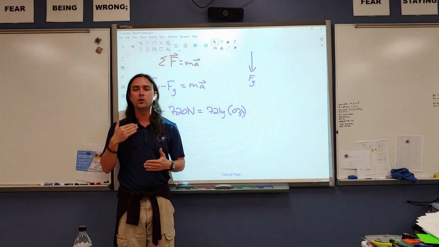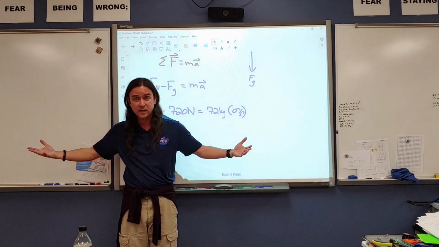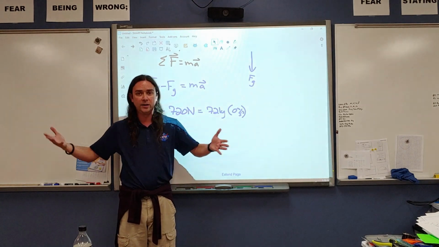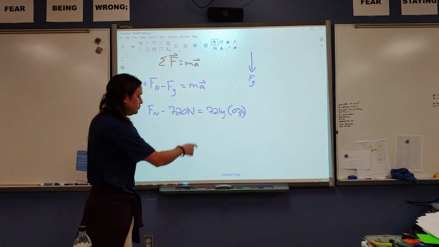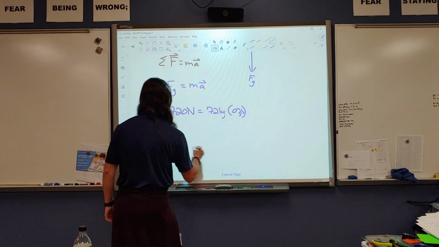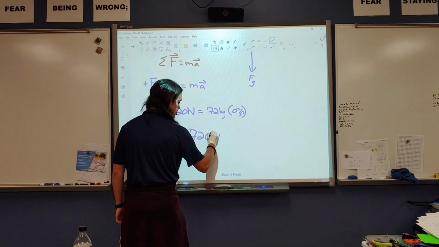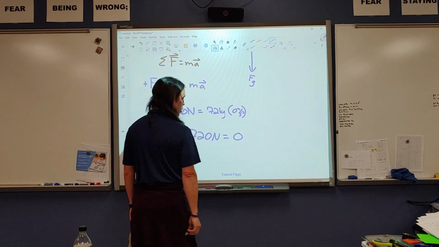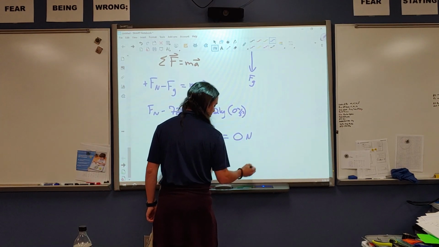But you have to stop and think, what is the acceleration of the object, if you know about its motion? Well, I'm just standing here, doing nothing, and so my acceleration is 0. Okay, so I put in 0. So 0 times 72 gives me our normal force minus 720 newtons, which is my weight, is equal to 0. In this case, newtons, because kilogram times meter per second squared gives me a newton.